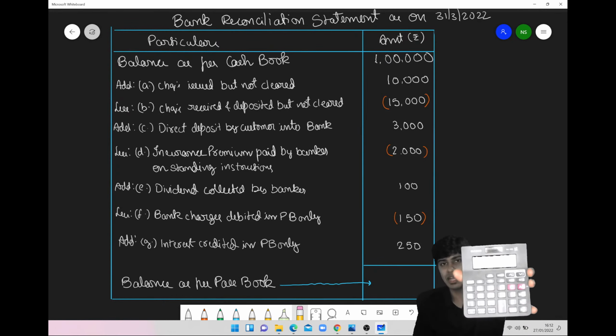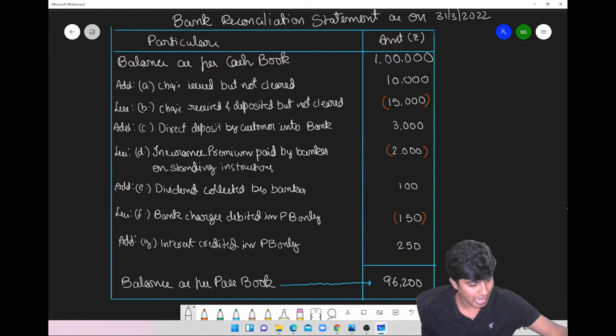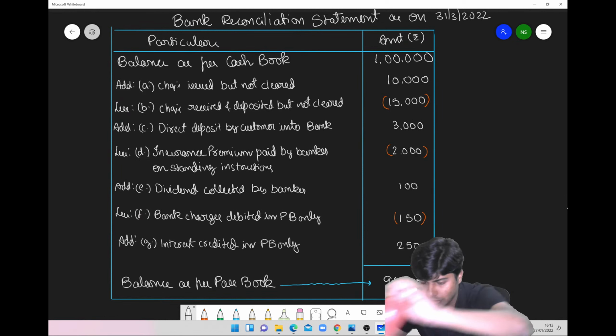I would arrive at the bank passbook balance as 96,200. So 96,200 rupees is my balance as per passbook. I hope all of you got this. Anybody having any doubt can feel free to ask me. I am here to answer your doubts.